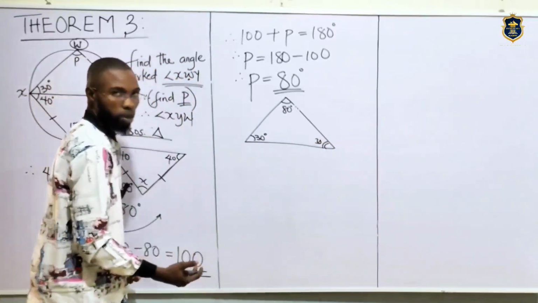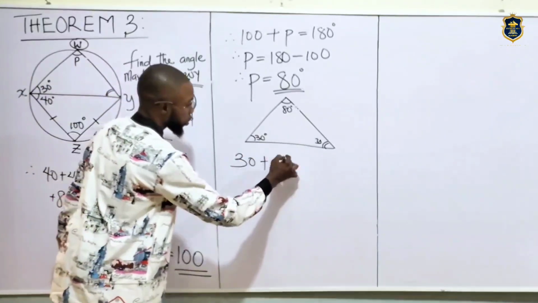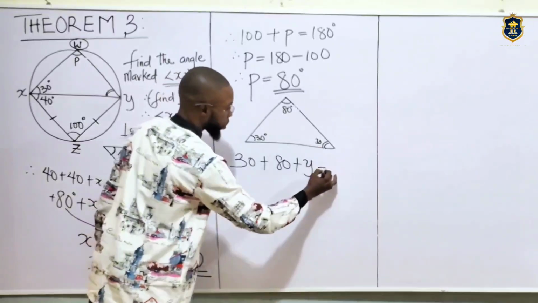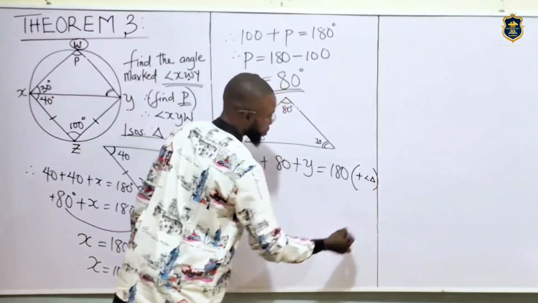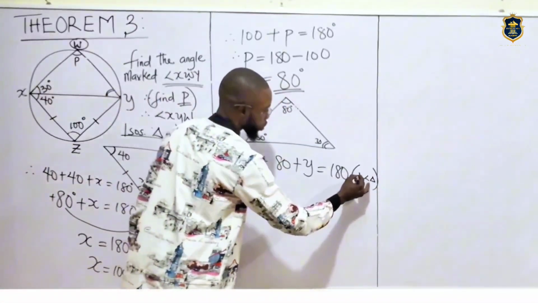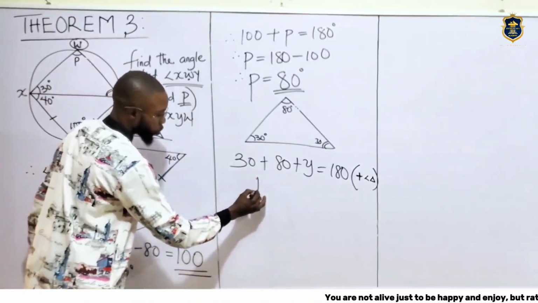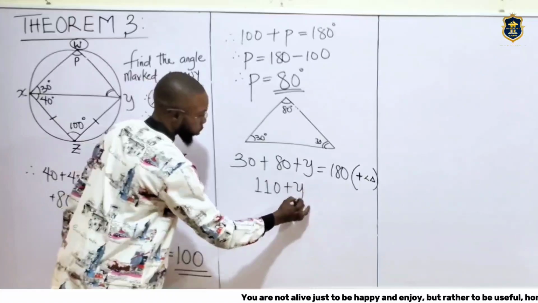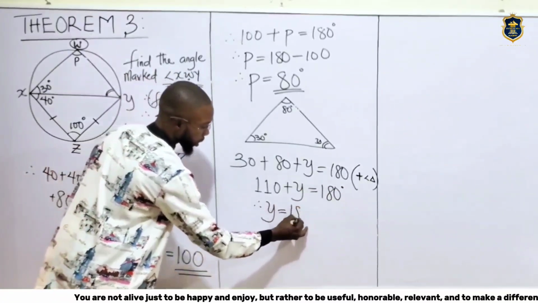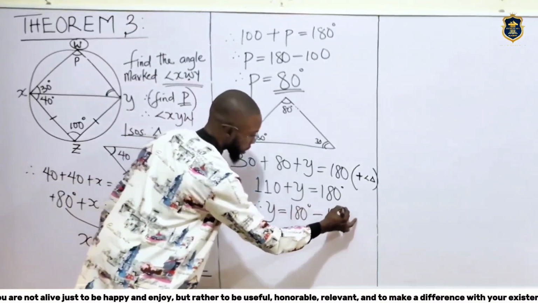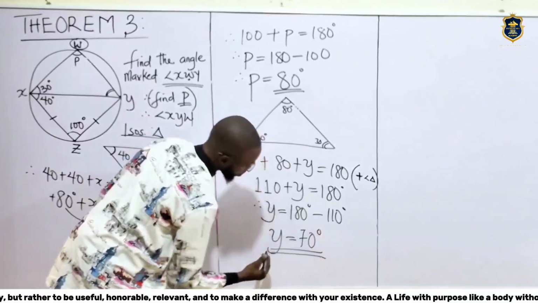Alright, so sum of angles in the triangle. That's all about circle theorem. Sum of angles in the triangle becomes 30 plus 80 that we just found, plus y we are looking for, equals 180. The reason for that is the sum of angles in the triangle. I'm trying to give you the shortcut for it. So 30 plus 80 is 110, plus y is 180 degrees. So y becomes 180 degrees minus 110. So that y becomes 70 degrees. That's simple. It's nothing there.